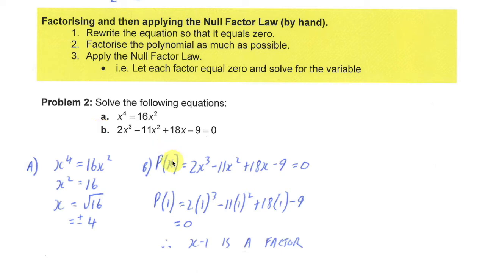B. I've got this polynomial and it's equal to 0. I need to solve for x. Firstly, I'm going to try and establish a linear factor. So if I substitute 1 into the polynomial, I produce 0. That then tells me that x minus 1 is a linear factor of this cubic.